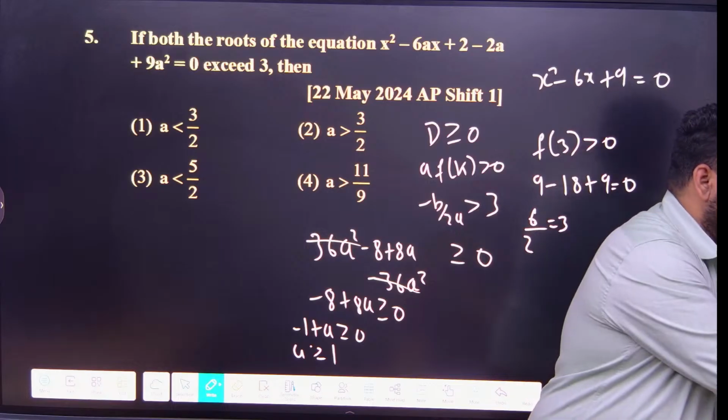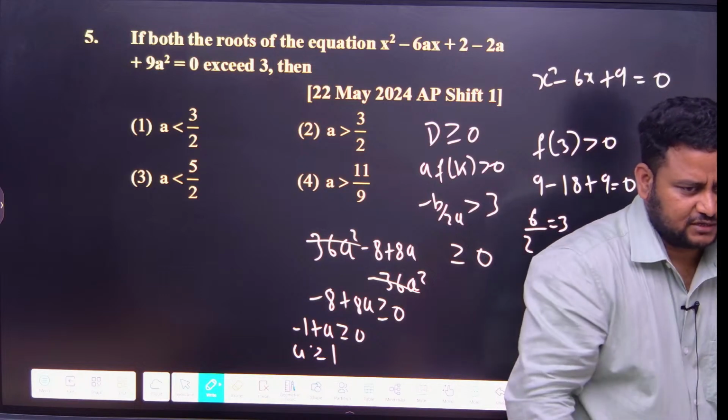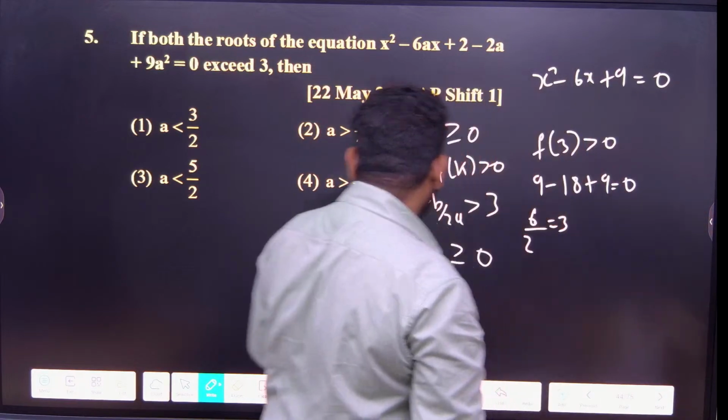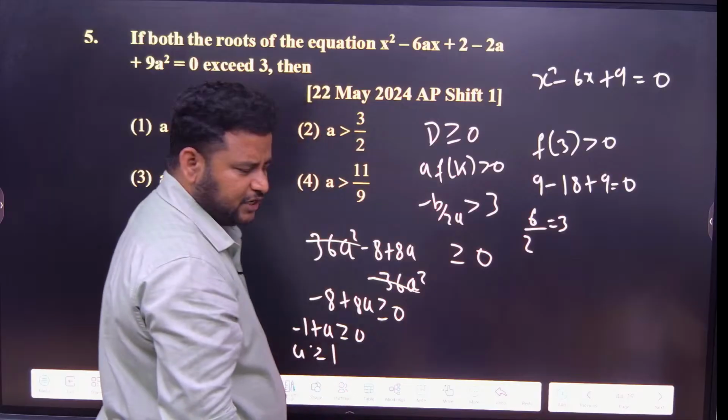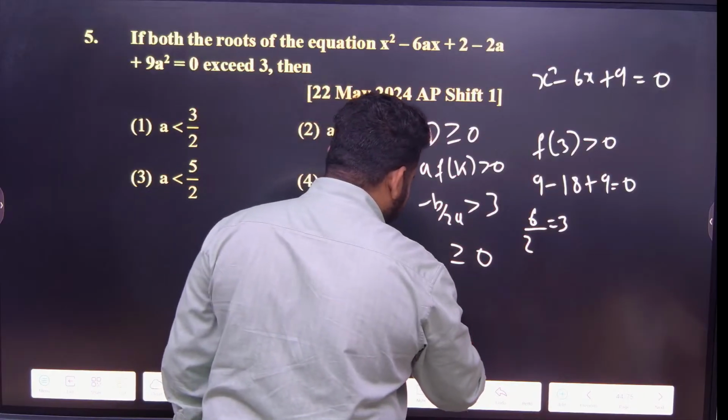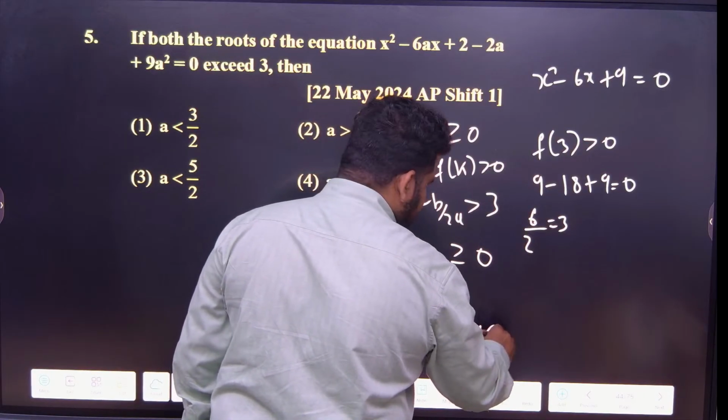Okay. Here what to do is, don't find out the value of a, it's not about finding the value of a, you have to find the range of a. So when you find out a is greater than or equal to 1, what you can write? A belongs to 1 comma infinity.